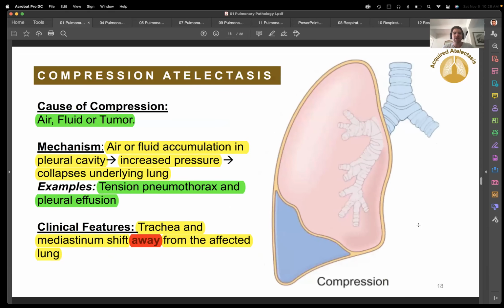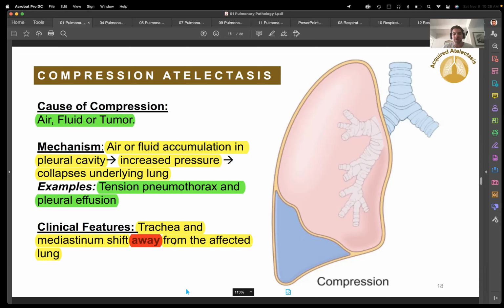All right, then you have compression atelectasis. Remember, we talked about pneumothorax, right? Tension pneumothorax primarily is the bad one. If you have some sort of blunt trauma to the lung through the chest wall, you will get this compression. As opposed to the atelectasis coming from a sucking effect from a blockage, you're getting this compression atelectasis from the outside.